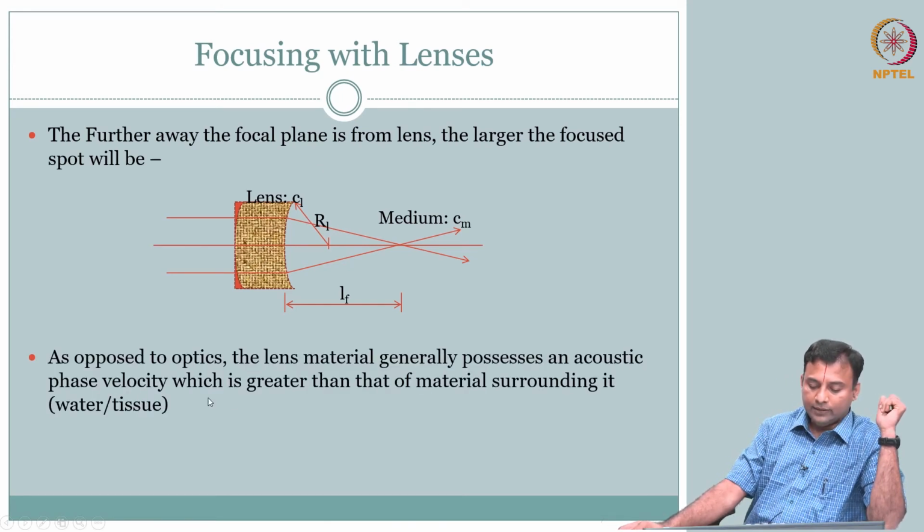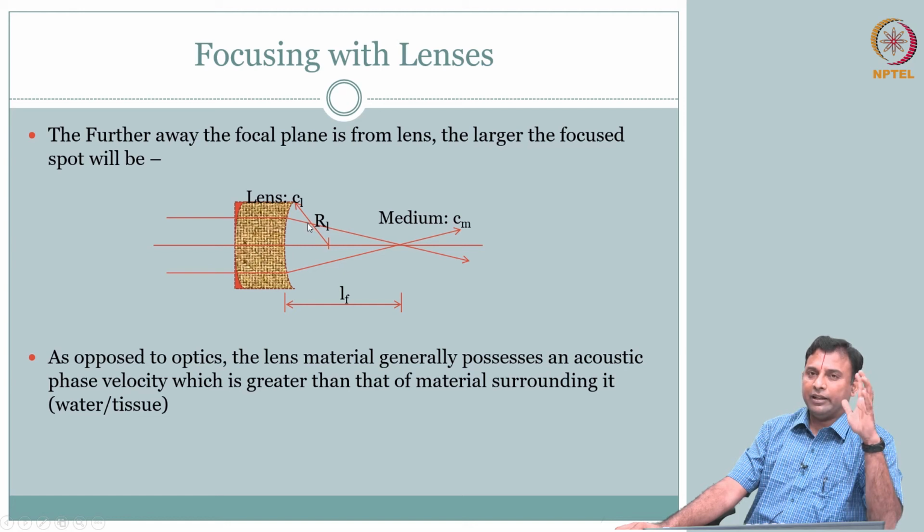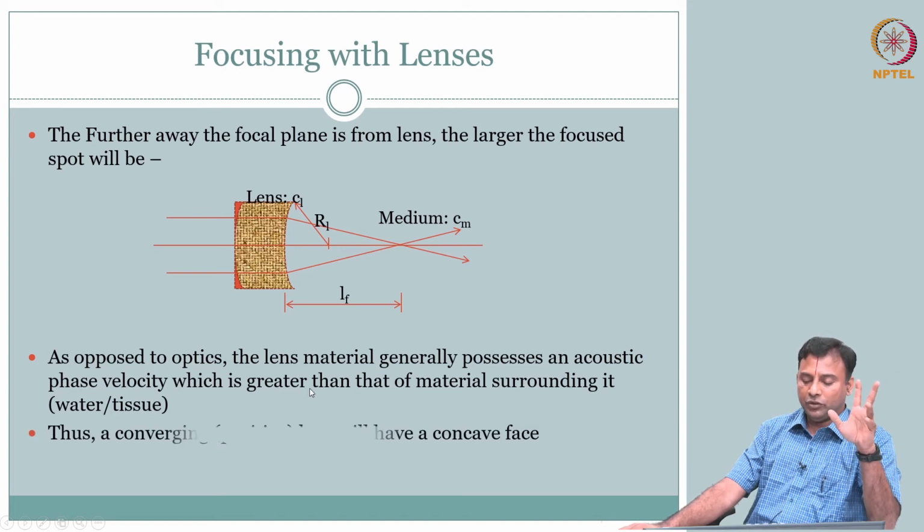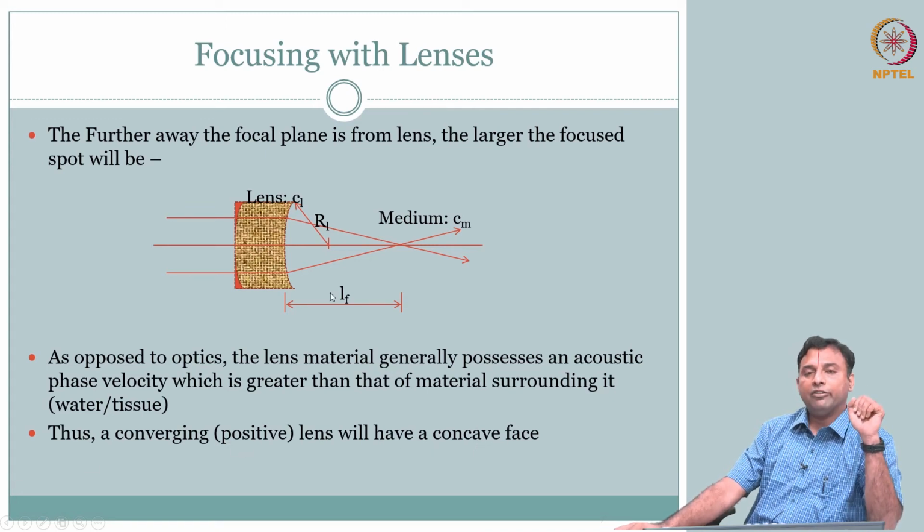So the only thing here, as opposed to optics, is the shape. If you look at it, there also it's the same thing, right? We have phase velocity, but here we are talking about acoustic phase velocity, and therefore this ratio and the shape. Converging means we will have a concave face here. A converging positive lens will have a concave shape here, but otherwise the concepts are very similar.